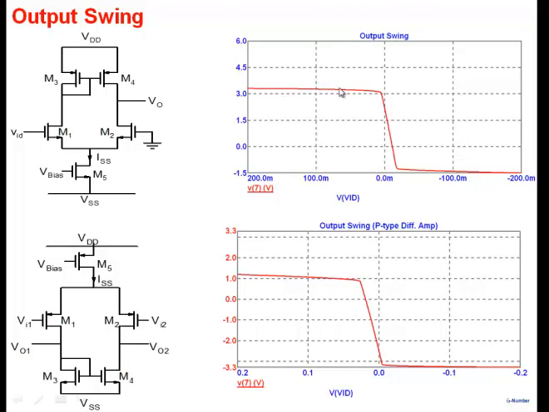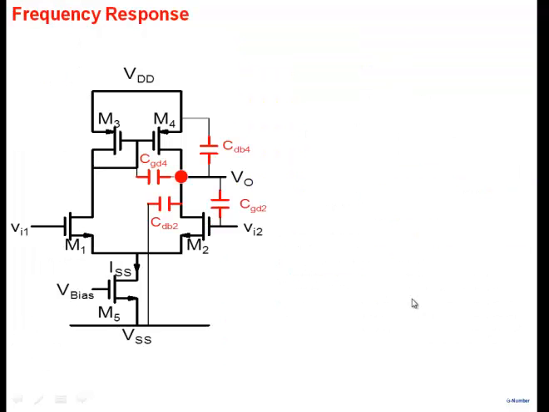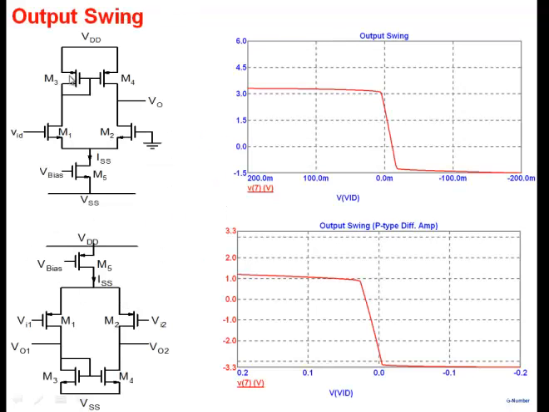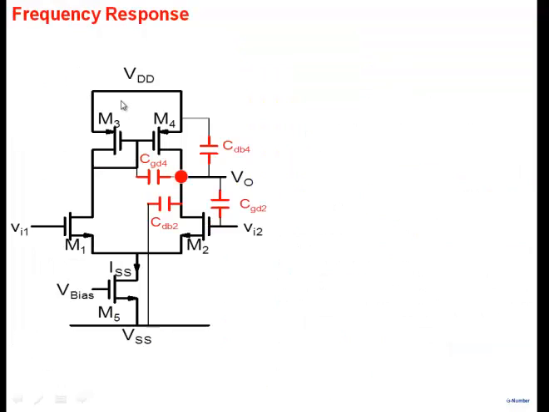As I said, output swing. If I look at output swing here, it can go up to 3, only goes up to minus 1.5 or so. This is a PMOS differential pair, has a poor positive swing, has a good negative swing here. All right. Okay, so we're done with the output swing here. So it's not so suitable as a standalone amplifier for that reason.